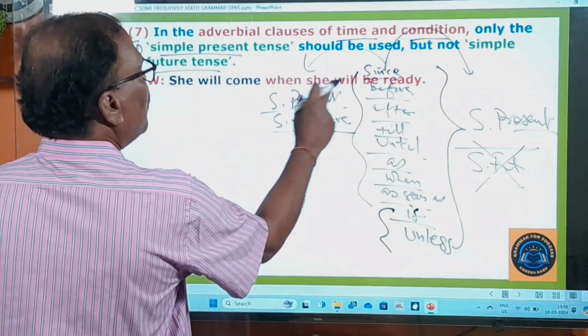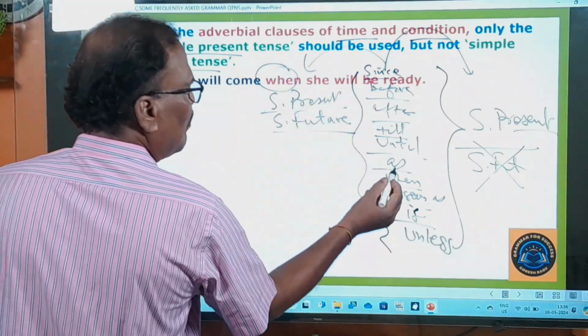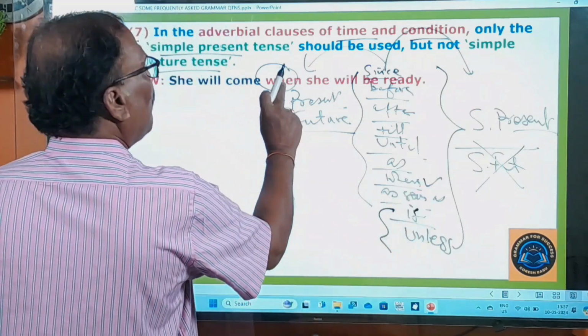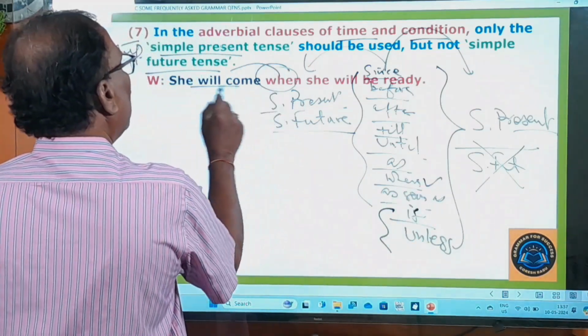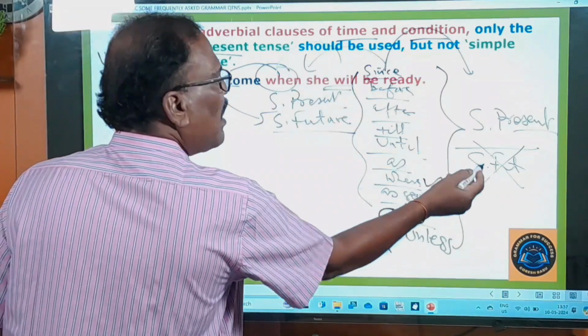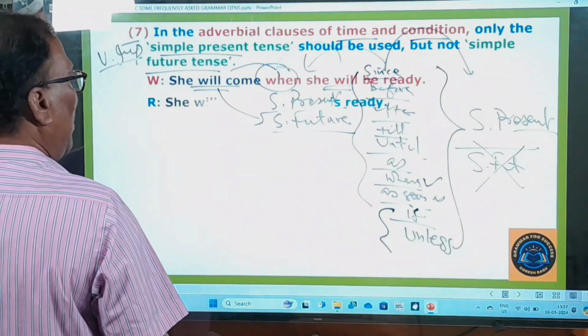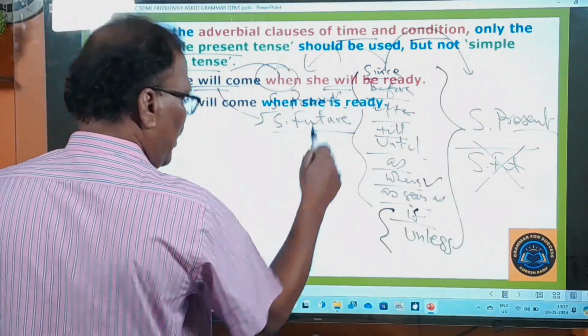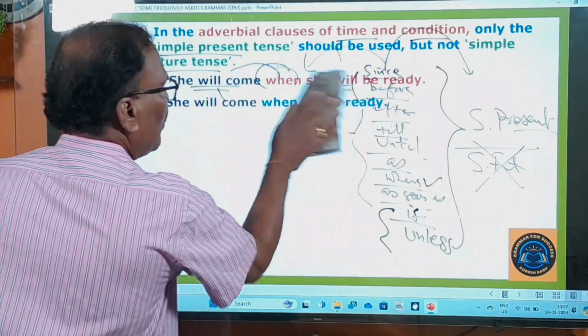She will come when she will be ready. Before this "when", what is there? Simple future is there. Okay, but after this what is there? Again simple future is there. Wrong. What should you say then? She will come when she is ready. I'll clear it for your convenience.